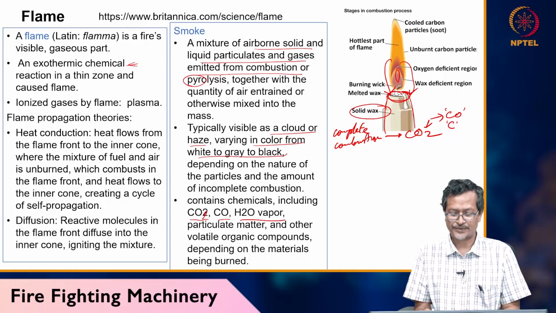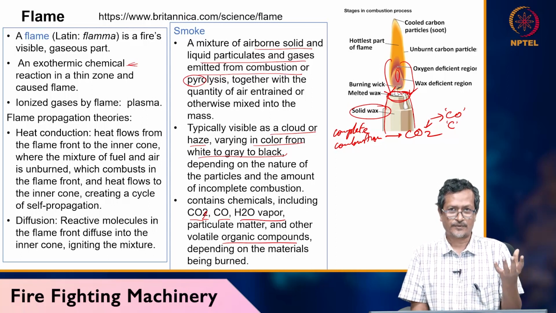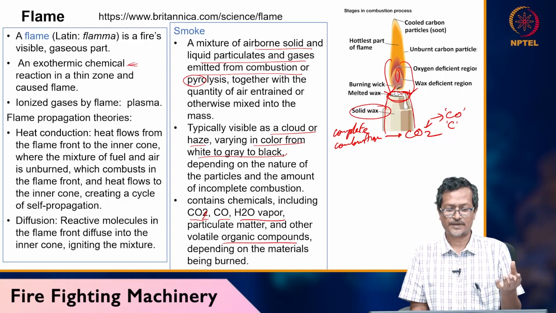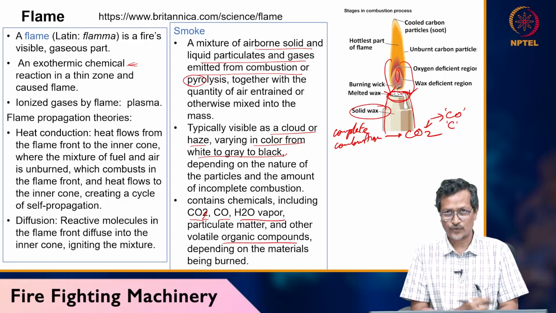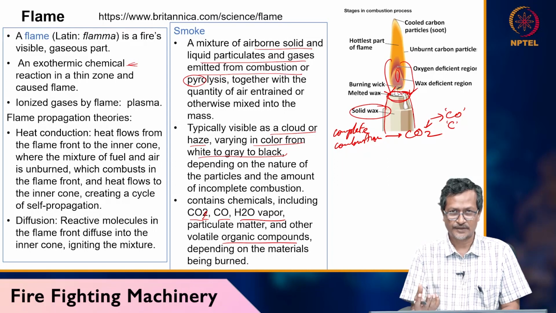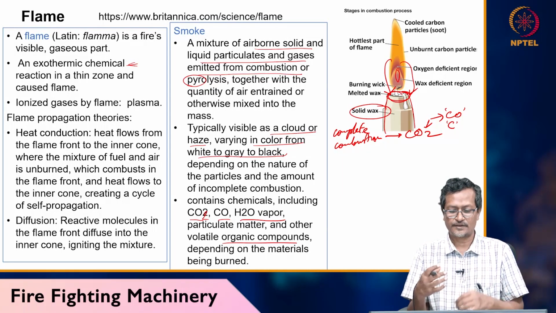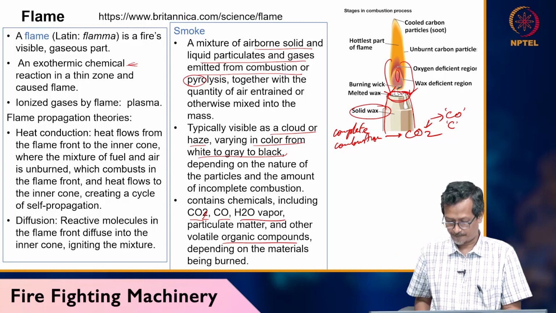So particulate matter will be there, and other volatile, organic components may be there, based on whatever you are burning. If the combustion is of simple methane gas, then lots of components will not be there, only carbon dioxide and water. But if you have wood, wood will have lots of components, so you will have carbon dioxide, water, and many other components. So based on what fuel you are burning, you will get those constituents in your smoke.